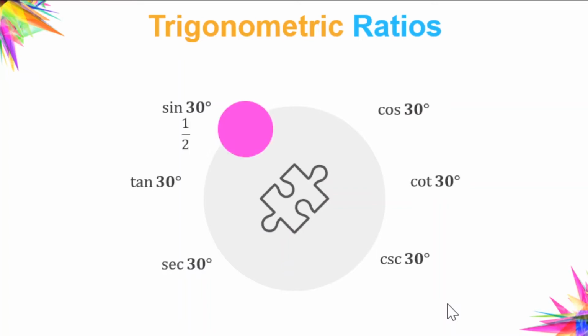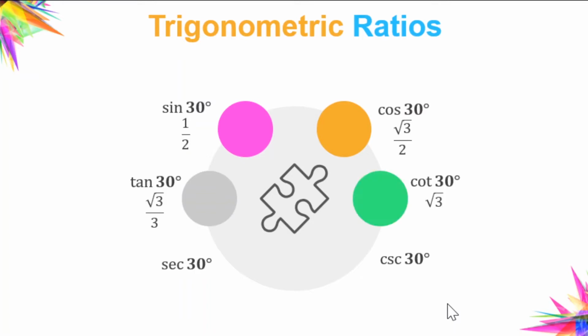So, sine 30 degrees is 1/2. Cosine 30 degrees is square root of 3 over 2. Tangent 30 degrees is square root of 3 over 3. Cotangent 30 degrees is square root of 3. Secant 30 degrees is 2 square root of 3 over 3. And cosecant 30 degrees is 2.